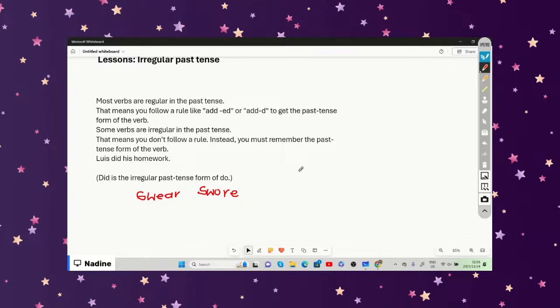So it's irregular, which means that when it comes to the irregular past tense verb, you're just going to have to remember what the past tense form of the verb is, because it does not follow any specific rules.